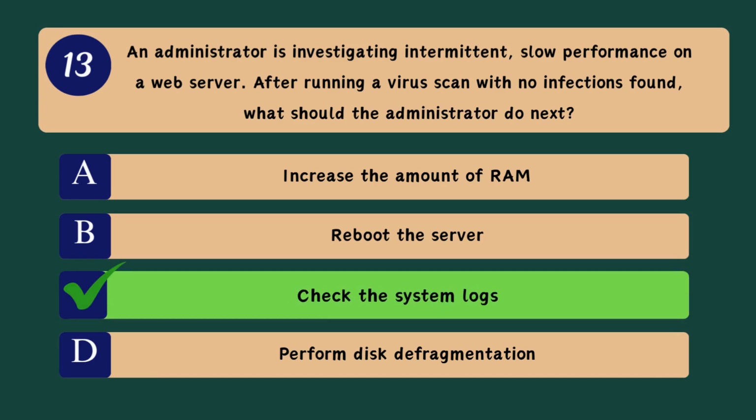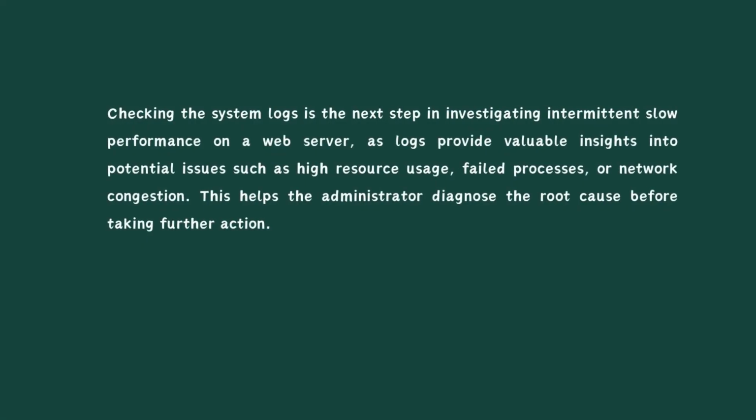Correct answer: C. Check the system logs. Checking the system logs is the next step in investigating intermittent, slow performance on a web server, as logs provide valuable insights into potential issues such as high resource usage, failed processes, or network congestion. This helps the administrator diagnose the root cause before taking further action.